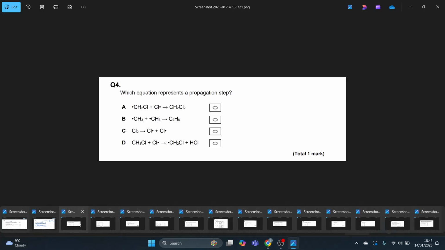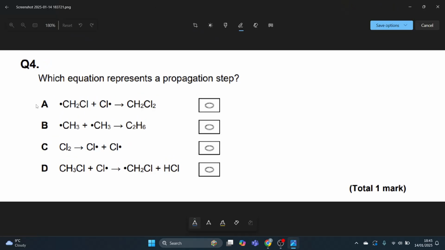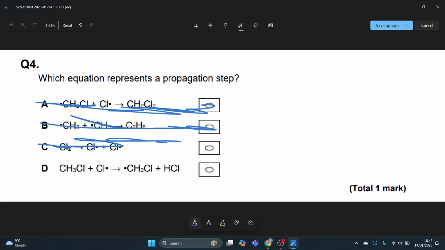And question 4, which equation represents a propagation step? That is termination. That is termination. That is initiation. That's propagation.